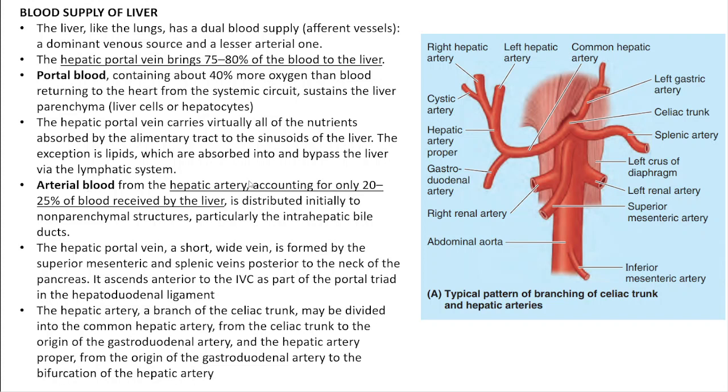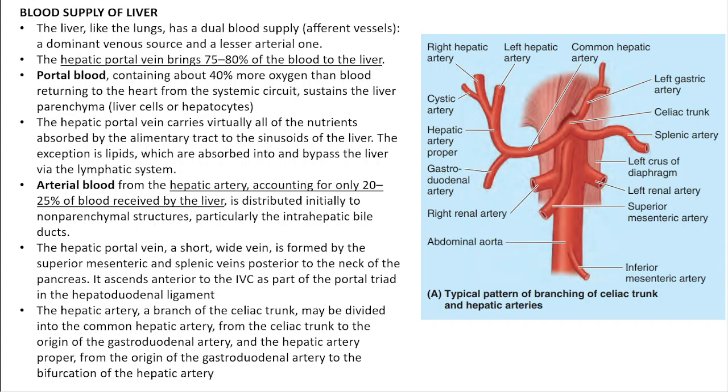Arterial blood is obviously coming from the hepatic artery, which is a branch of the celiac trunk. How it arises, I will discuss in a short while. So this brings 25% of the blood supply to the liver. One fourth of the blood supply of the liver is coming from the hepatic artery, three fourths from the portal vein. And this arterial blood is distributed initially to the non-parenchymal structures, particularly the intrahepatic bile ducts.